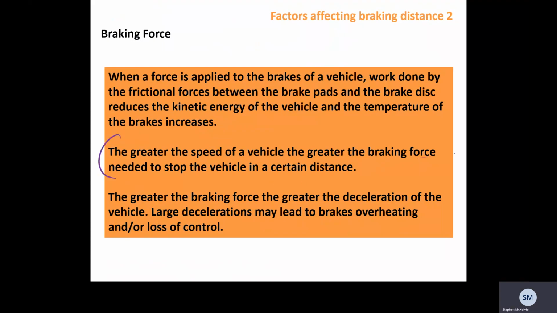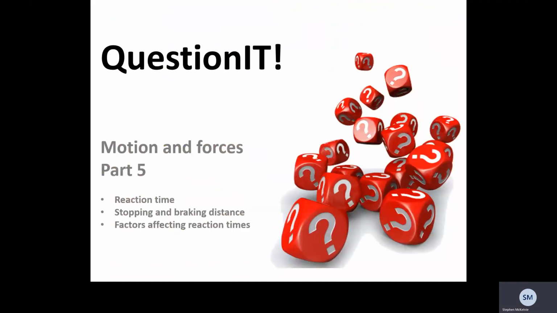This is probably important. The greater the speed of the vehicle, the greater the braking force. Now you know what to do. Get those pause buttons ready.